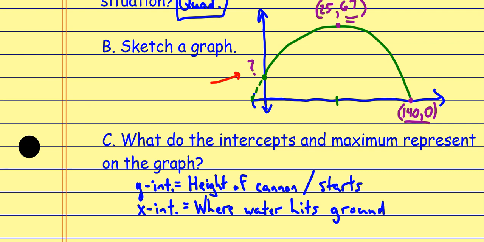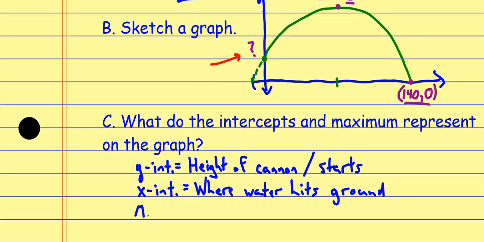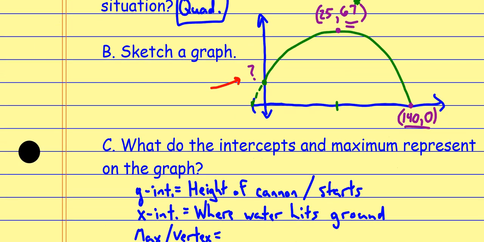Okay. And then the maximum, remember the maximum is also the vertex, so we can call it the vertex as well. But that just represents the highest point of the water here, and we know that that's somewhere around 25 feet, I guess it was. I don't remember what the units were. Yeah, feet.